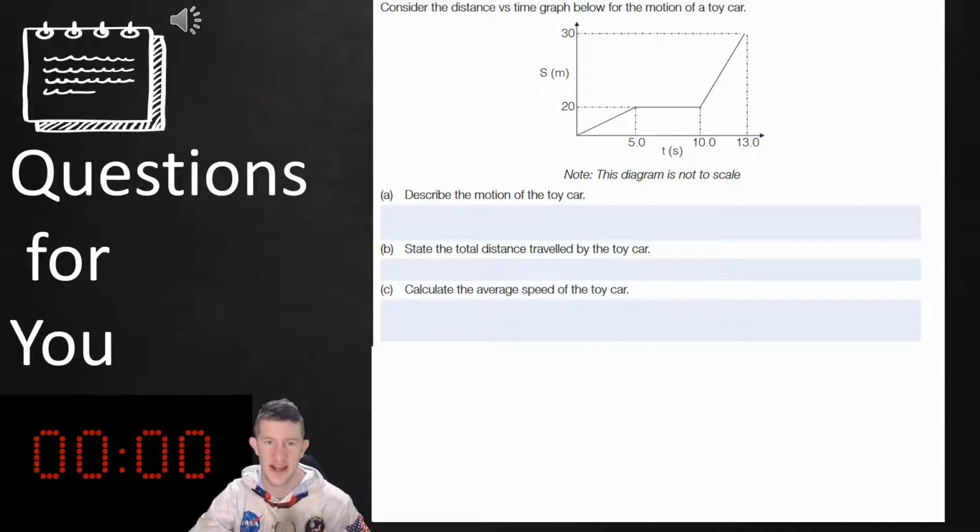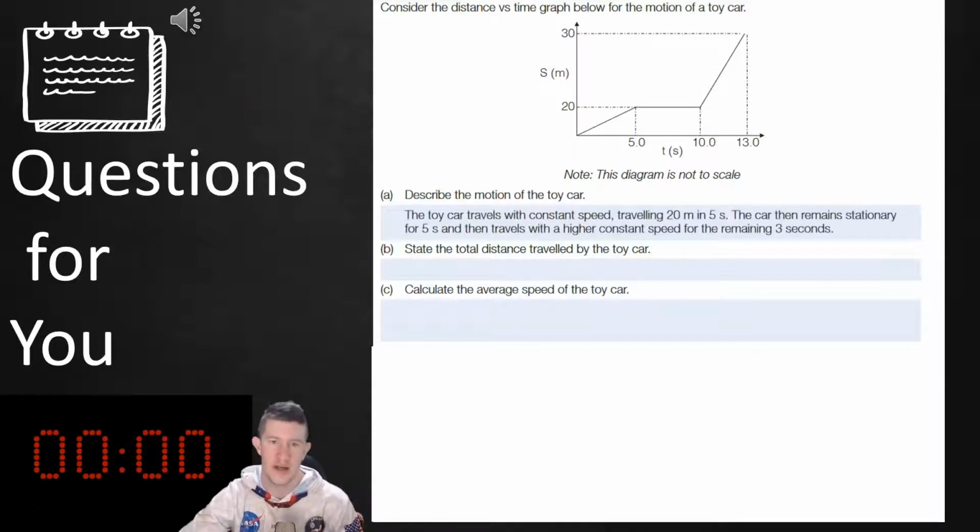Okay, so part A is saying to describe the motion. It's traveling at constant speed originally, traveled 20 meters in 5 seconds. It then remains stationary for 5 seconds and then travels at a higher constant speed.